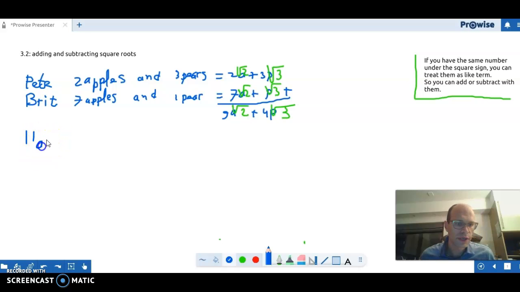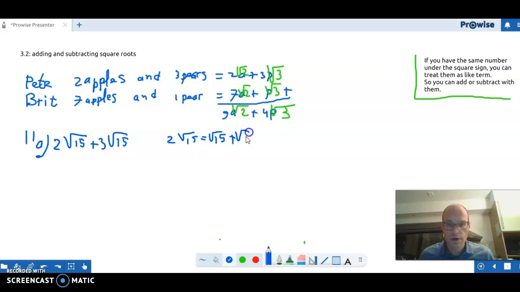Question 11a wants us to shorten 2 square root of 15 plus 3 square root of 15. So basically, what do we have? 2 square root of 15 is square root of 15 plus square root of 15. And 3 square root of 15 is square root of 15 plus square root of 15 plus square root of 15.